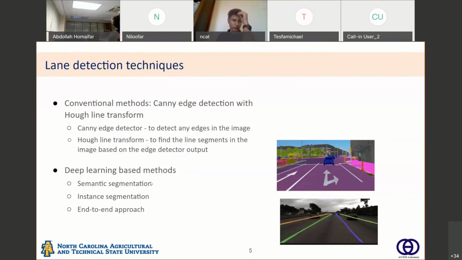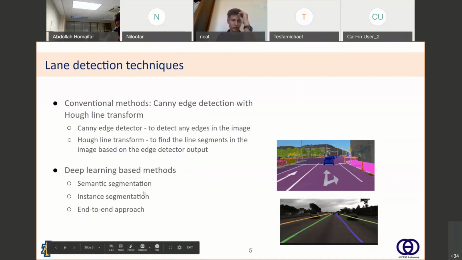This technique is used in different ways, but the majority of the techniques rely on these two detectors and transforms. Whereas the deep learning based method is a relatively new technology because of the advancements in convolutional neural networks. Recent publications focus on this deep learning approach. The very popular ones are semantic segmentation based, also instance segmentation, which is more or less similar. And there's also an end-to-end approach.